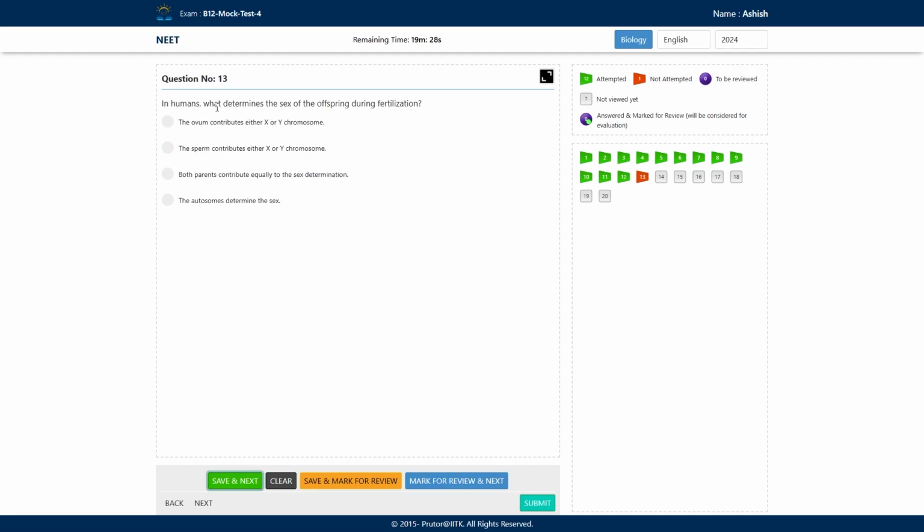Now, next one: in humans, what determines the sex of the offspring during fertilization? So the gender of the child, or sex of the child, is determined by whom in case of humans? Okay, is it male or female, mother or father? So these are the options. First option is the ovum or the egg, it contributes either X or Y chromosome. Option number B, sperm contributes either X or Y chromosome. Option number C, both parents contribute equally to the sex determination. And option number D, the autosomes determine the sex. What would be the correct answer?